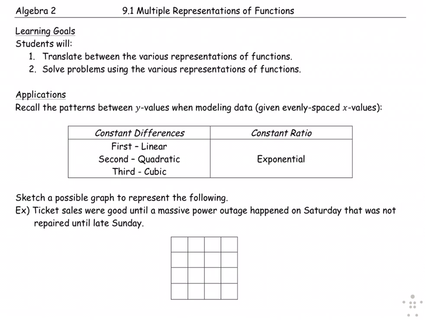In the opening example, we'll sketch a graph that we'll make up that will represent ticket sales being good, let's say at an amusement park, until a massive power outage happened on Saturday, and it wasn't repaired until late Sunday. So we will want the axes clearly labeled and also a title for the graph.